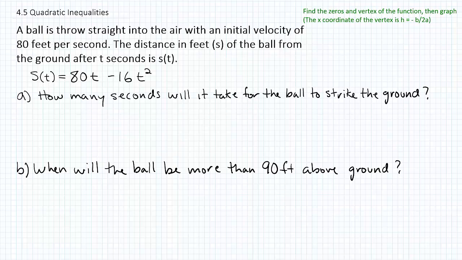A ball is thrown straight into the air with an initial velocity of 80 feet per second. The distance in feet, s, of the ball from the ground after t seconds is s(t). So our function is s(t), and it's basically equal to 80t minus 16t squared.